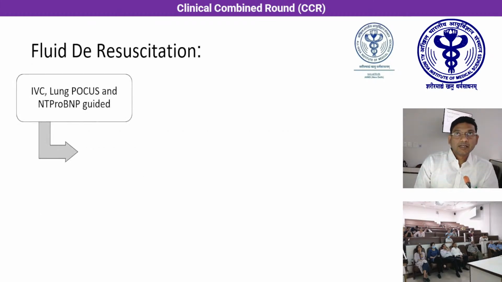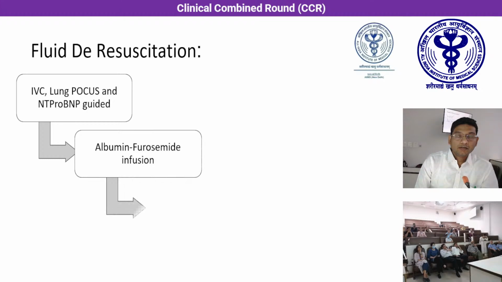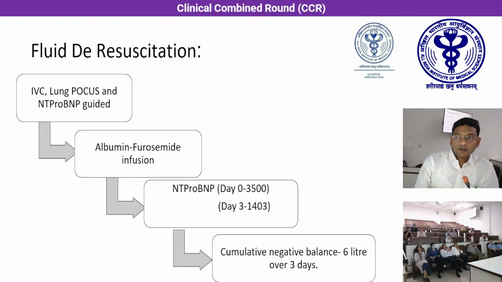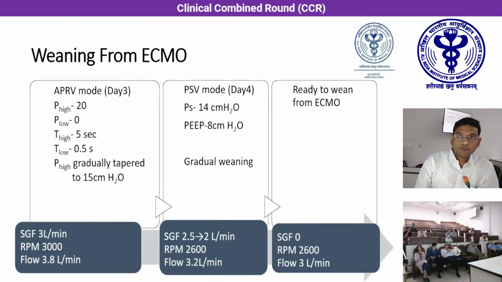So after putting the patient on ECMO, we found that the patient also had simultaneous evidence of fluid overload. So we did fluid deresuscitation with the help of IVC and lung ultrasonography and NT-proBNP. The patient was given albumin and furosemide infusion, and we did an NT-proBNP on day 0. It was 3,500, and after we made her cumulatively negative over 3 days, 6 liters of negative balance, her NT-proBNP had significantly come down, with improvement of clinical parameters, X-ray, and ECMO parameters.